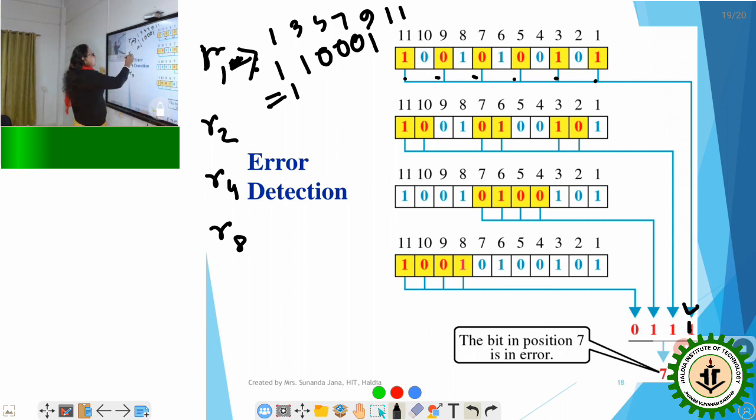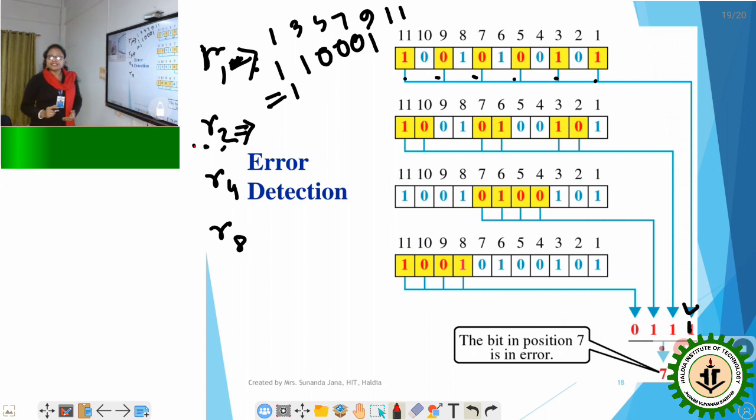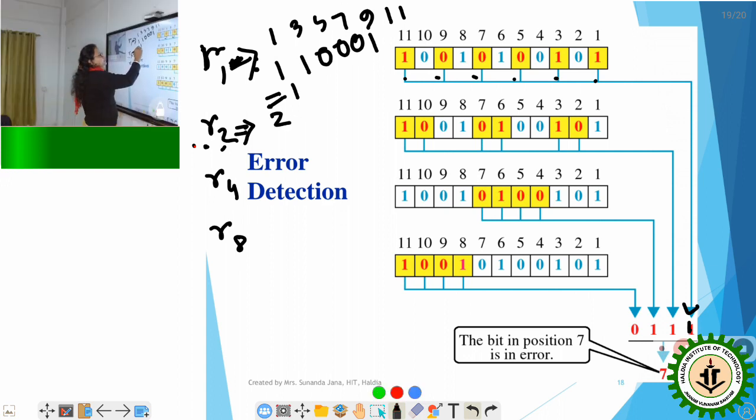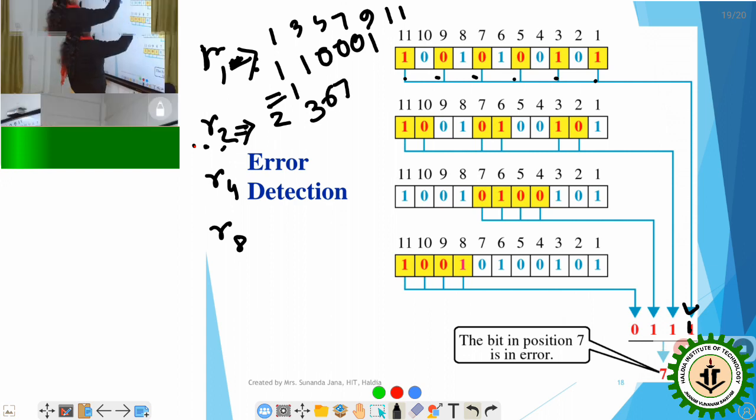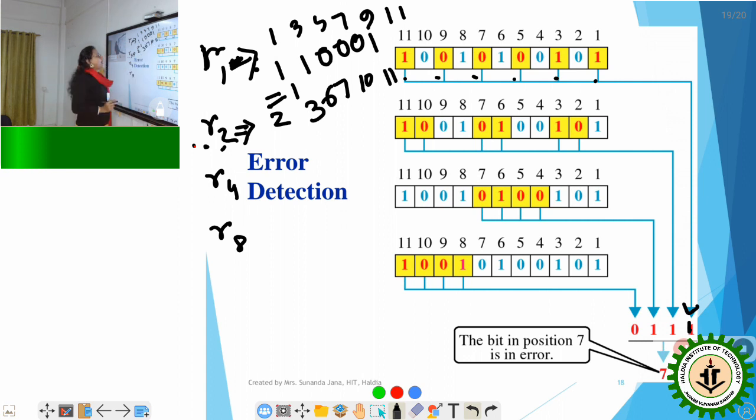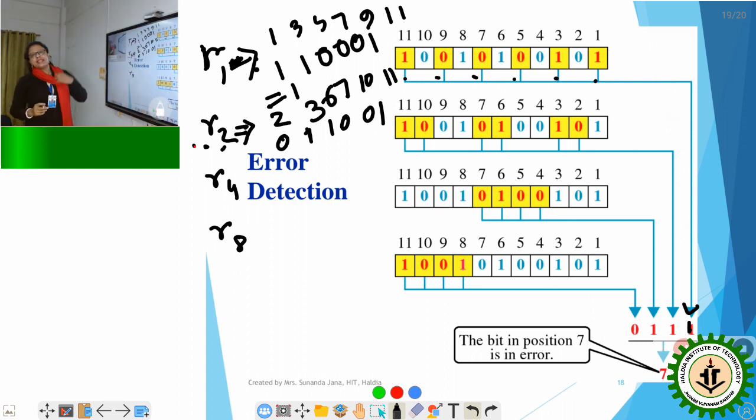Now for the next case we will do the same thing. The checker will check on the receiver side whether the value of R2 follows the concept of even parity or not. For R2 it will check the positions 2, 3, 6, 7, 10 and 11. In the second position it is 0, in the third position 1, in the sixth position 1, seventh position 0, 10th position 0, and 11th position 1. If you count the number of ones, it is 3. So it is not obeying even parity. To make it even, we have to add an extra 1. So the 1 will be put here.